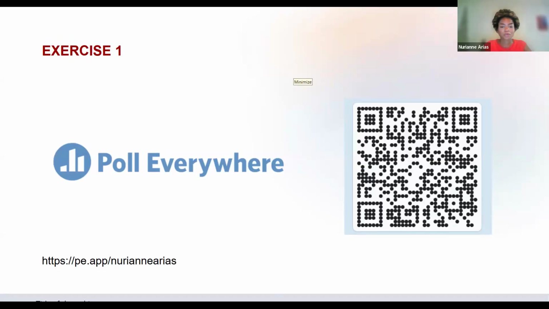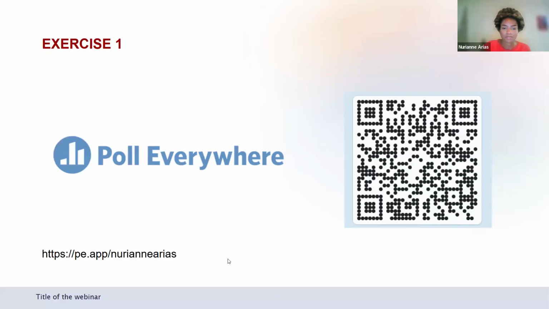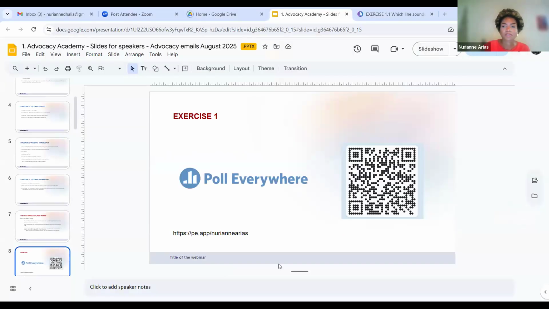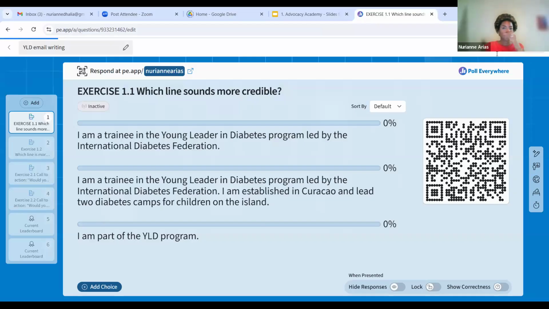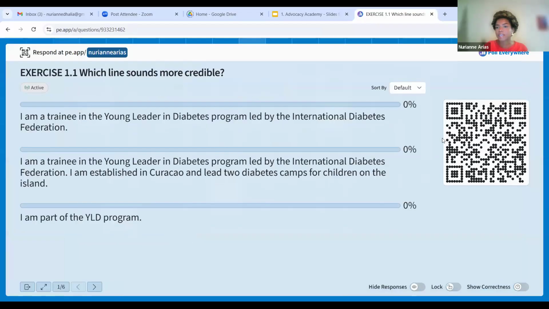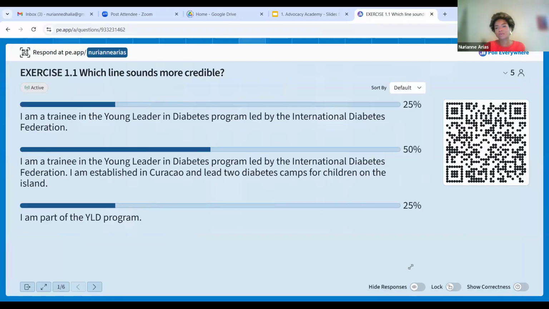So going to Poll Everywhere. Let's see. Can you please put a thumbs up so I know that you're able to access Poll Everywhere? Just want to make sure that, okay, perfect. Let me give you just a few more seconds. Okay, whoa, you guys are eager. All right, so the question was about which line sounds more credible. So I see the answers going back and forth.